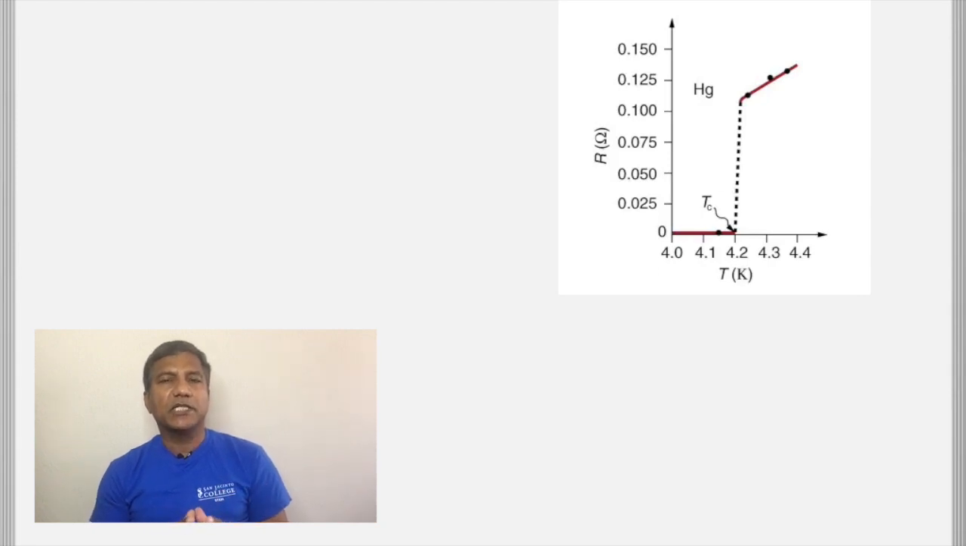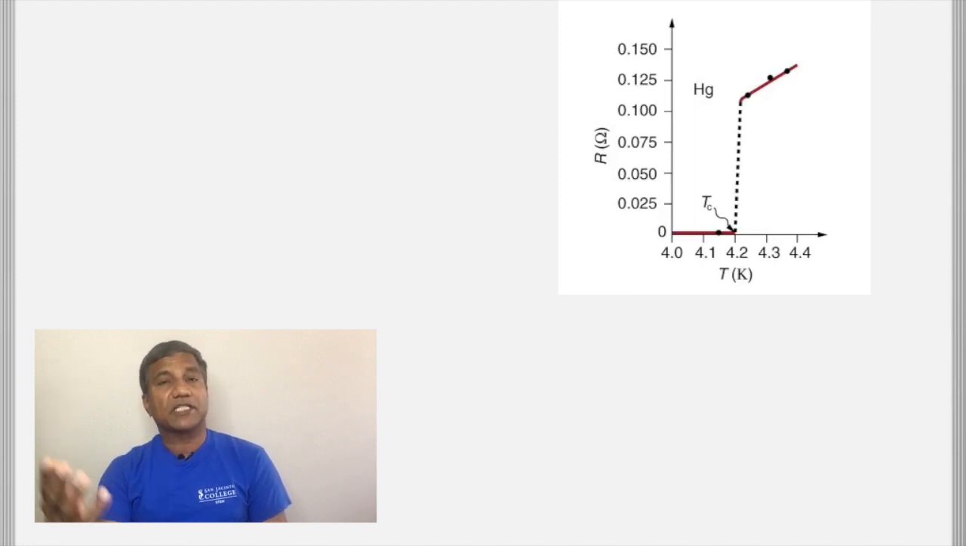I've been mentioning that the resistance depends on temperature. So if you look at this graph, you can see that the temperature is in Kelvin on the x-axis and the resistance is in ohms on the y-axis. And this part of the graph shows you that as the temperature increases, the resistance also increases. That's for conductors. So for all conductors, as the temperature increases, the resistance also increases.